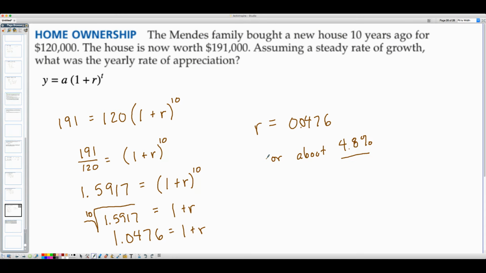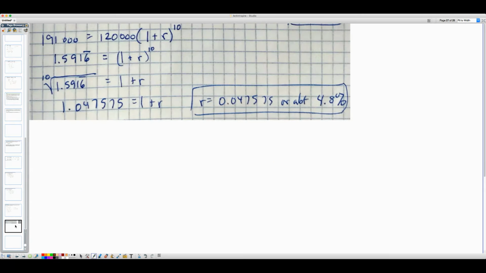And that checks with what I did the previous day. Right here is what I did before. Very good.